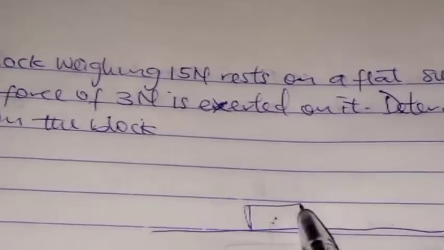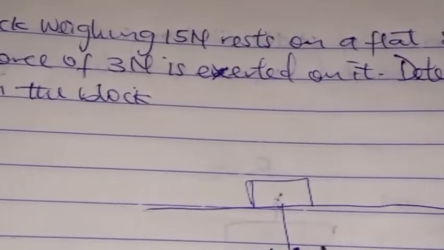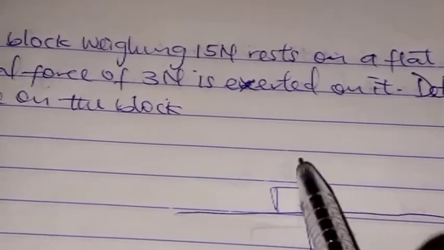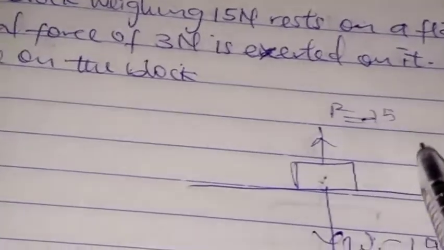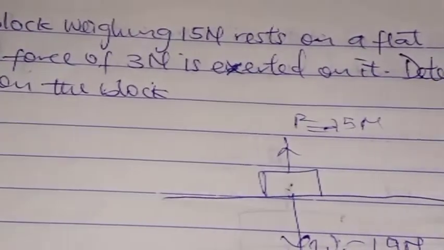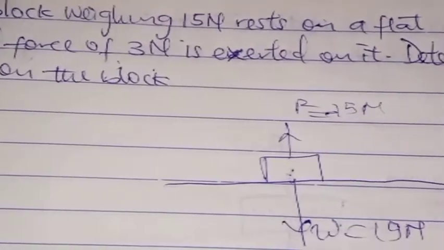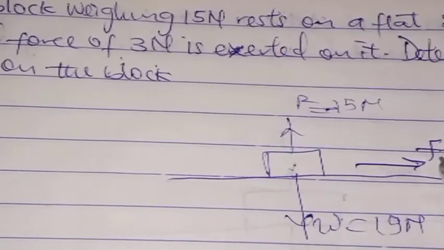They said the block is weighing 15 Newton. So the weight of the block is 15 Newton, and your R is also 15 Newton. R is the same thing as W. But you actually don't need it. They said a horizontal force of 3 Newton. This is the force, 3 Newton.